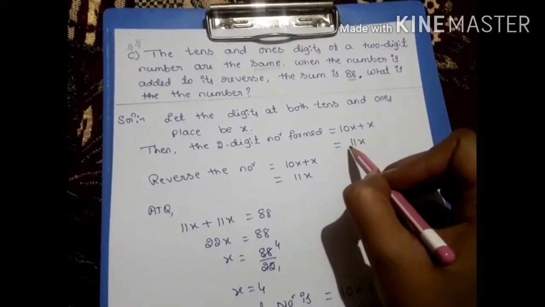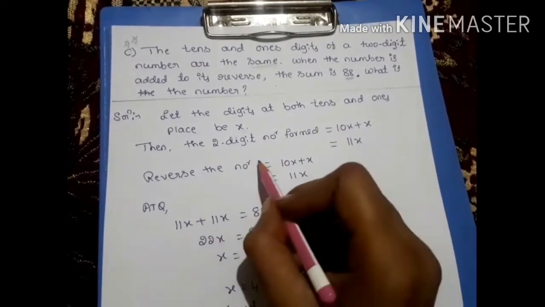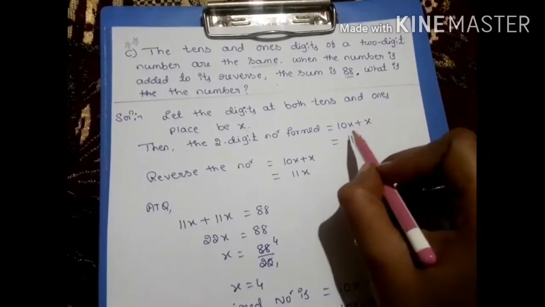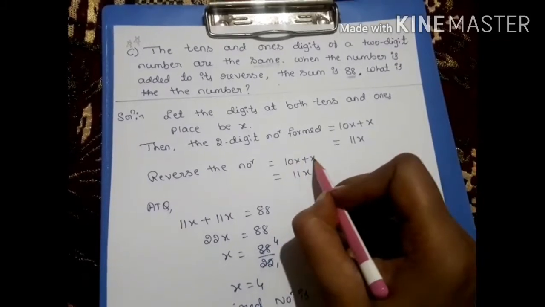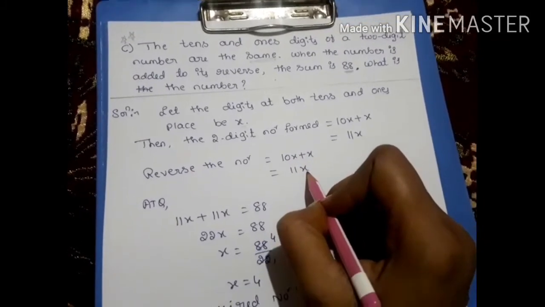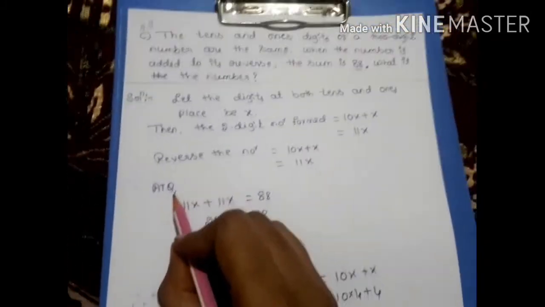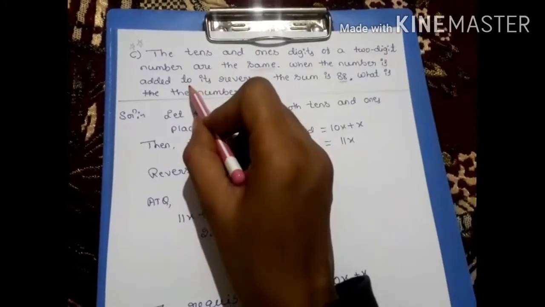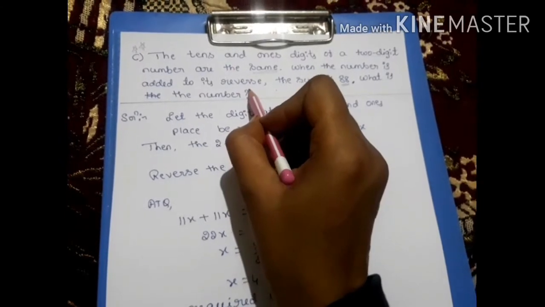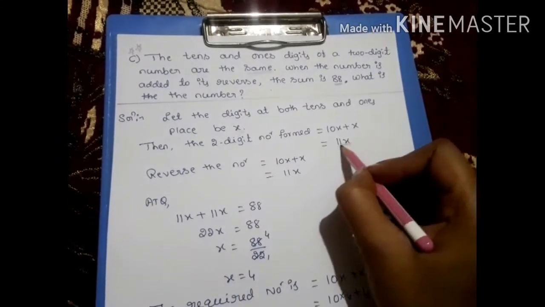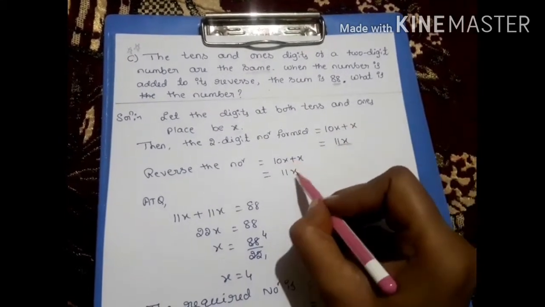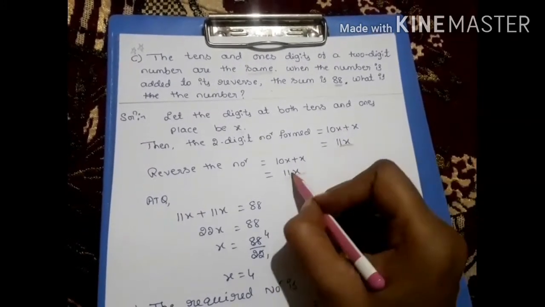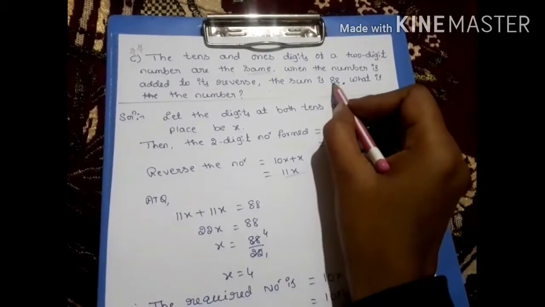Now you have to reverse. Reversing the number is equal to just 10x plus x. The same number only we will get. So 10x plus x is equal to 11x. According to the condition, what condition is given here? Again, the number is added to its reverse. The number, what did we get here? 11x is the number. Its reverse number also we got, that is also the same 11x. When you add these two numbers, you will get 88.